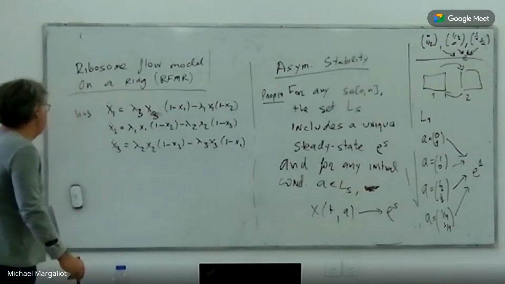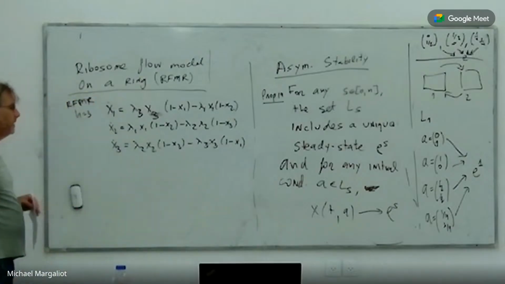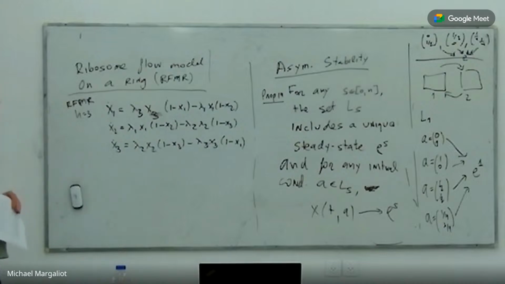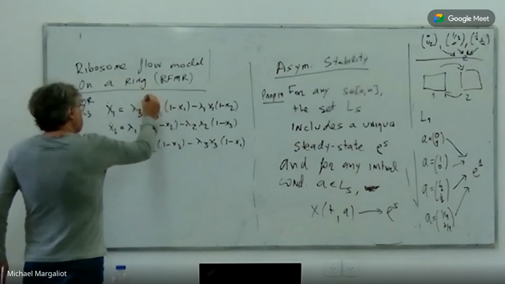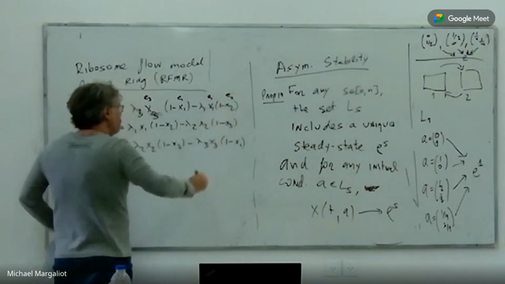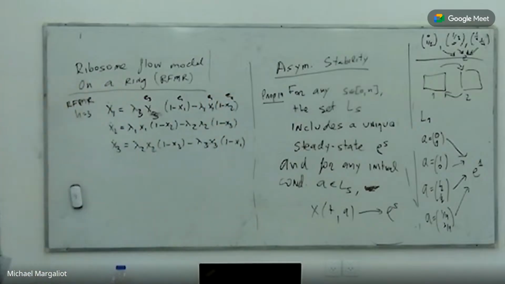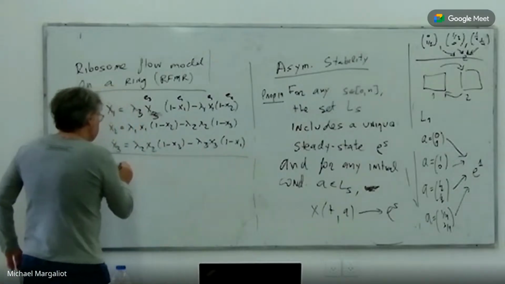So I took an RFMR, a Ribosome Flow Model on a ring with three sites. And now at the equilibrium, what happens? I put here E3, I put here E1, I put here E2, and I get 0 in the derivatives.